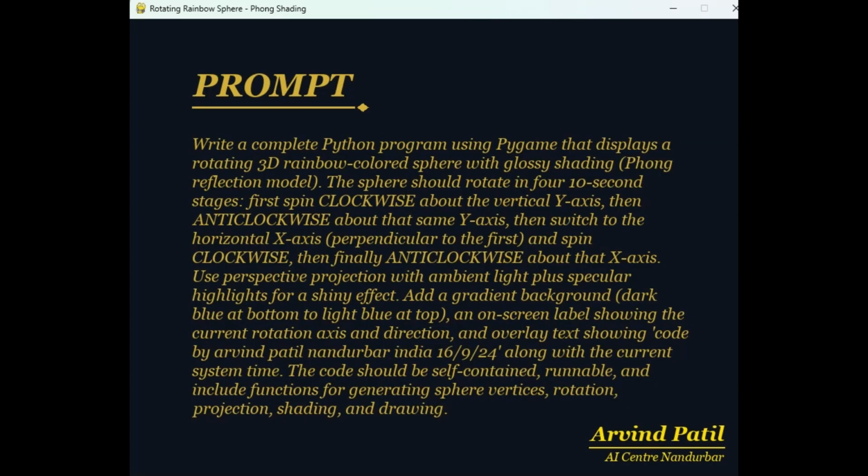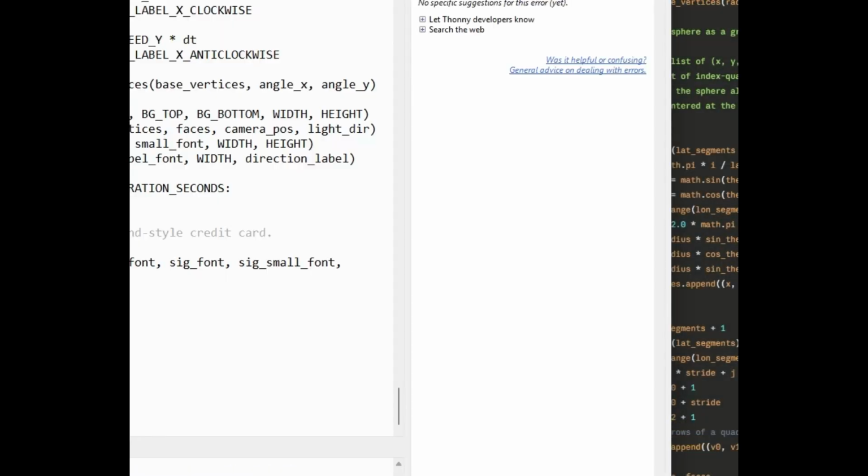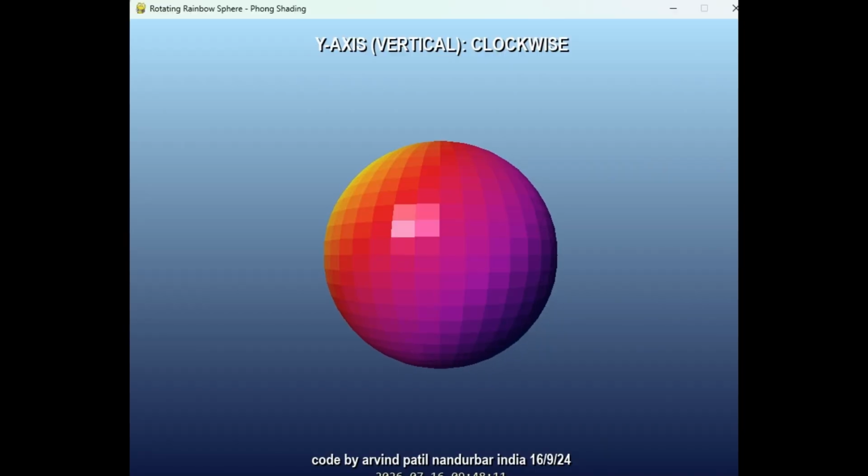The sphere shows rainbow colors because each tiny patch on its surface is colored by the direction it faces, like a color wheel wrapped around a ball.